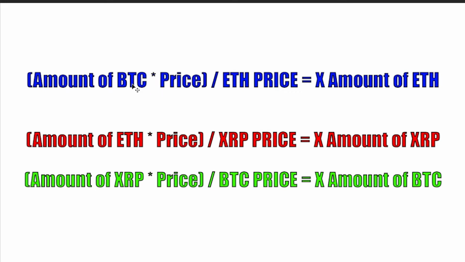You take the amount of Bitcoin you have times the price to get the dollar denominated value, and then you divide it by the Ethereum price to get the amount of Ethereum you have. And then you keep doing that into XRP, and then finally back into Bitcoin to complete the round trip.